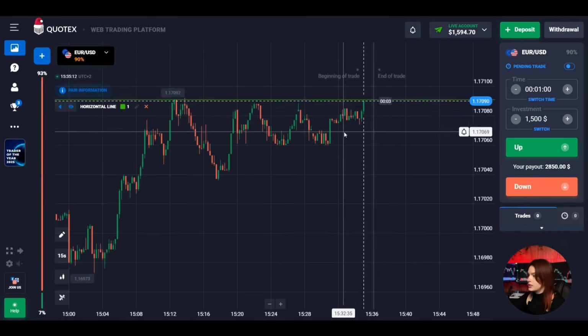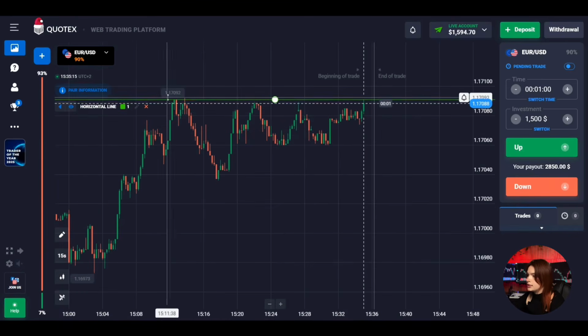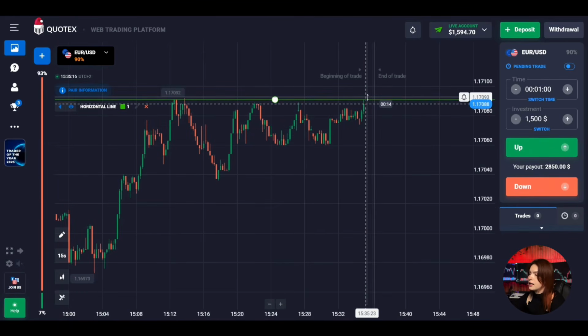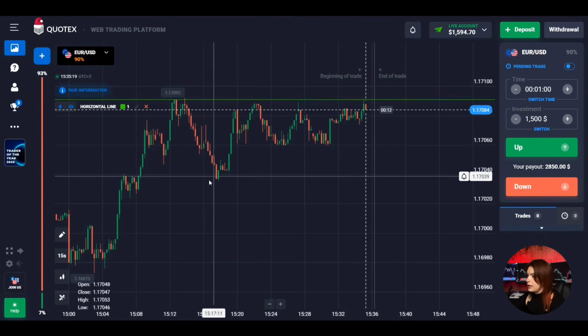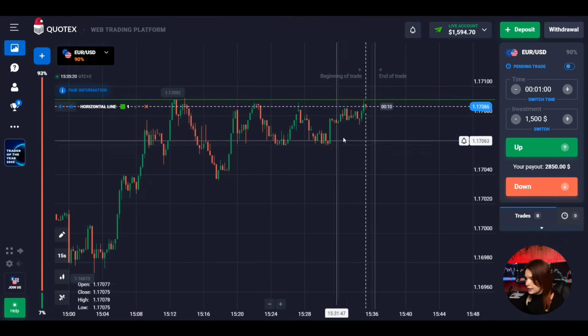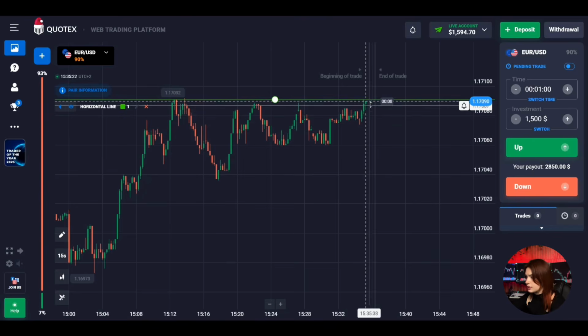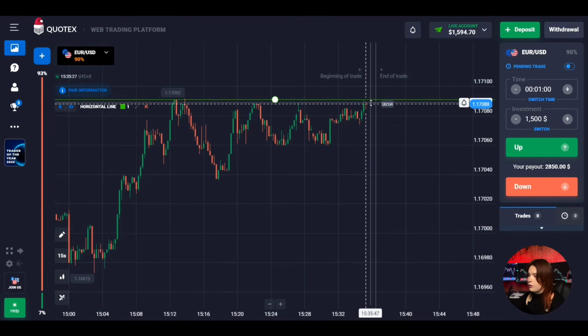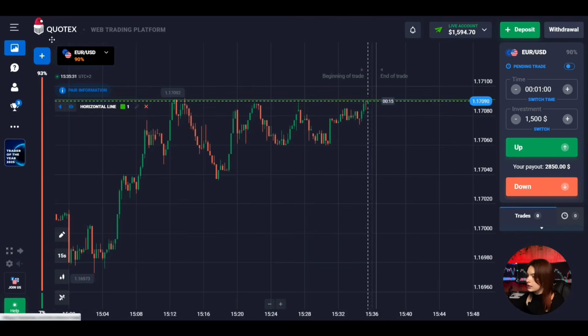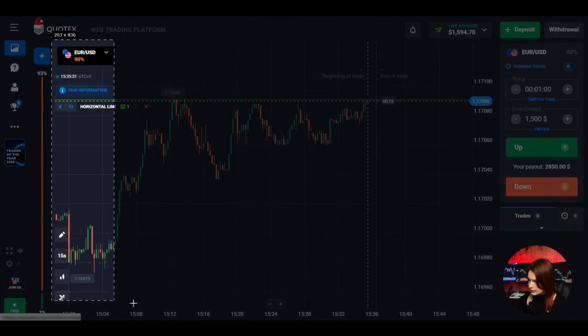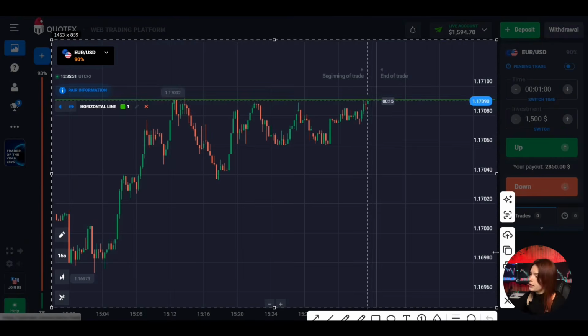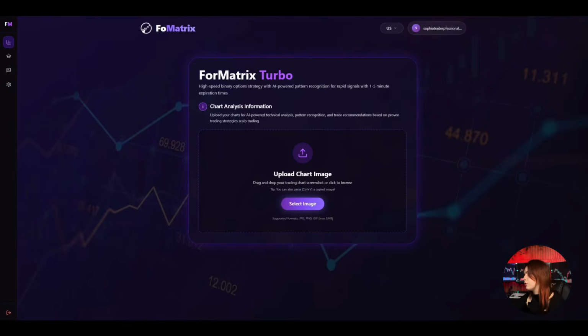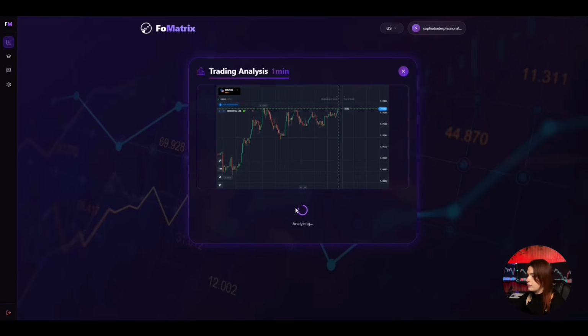Okay guys, we have a resistance level up here. We also see that at the moment the price is moving up and the main price lows are getting higher. At the moment there is a certain tightening of the resistance level. This situation reminds me of the ascending triangle pattern of technical analysis. Well, now let's highlight this image, then copy it and switch to the Formatrix platform. We'll insert the image here and wait for the platform analysis.